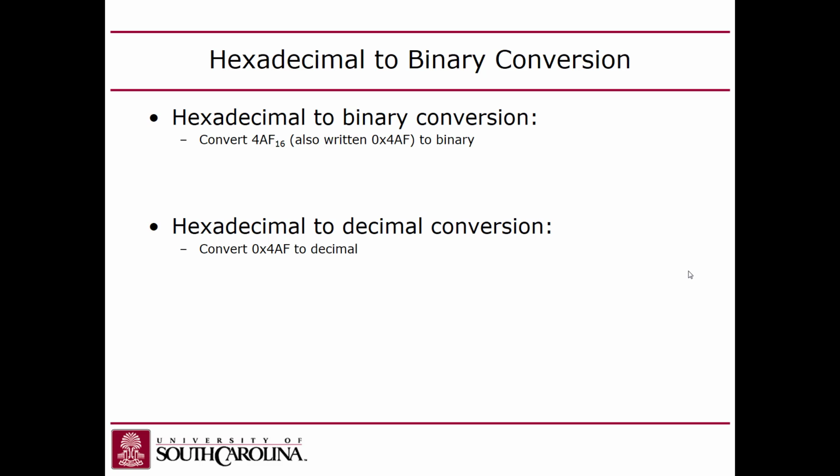A is 10. The way I think of it is I see A and I think, okay, A is 10. And 10 is 1, 0, 1, 0 in binary. Because the 8-bit is on and the 2-bit is on, right? F is 1, 1, 1, 1. And then hexadecimal to decimal conversion, I think the book actually suggests that you convert it to binary first, but this is much simpler.